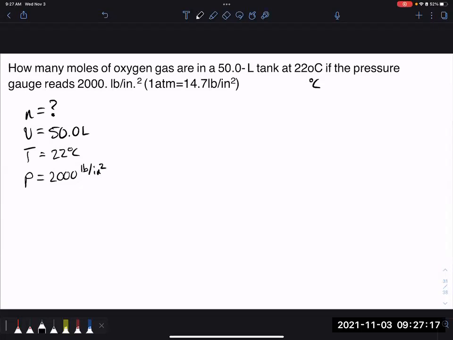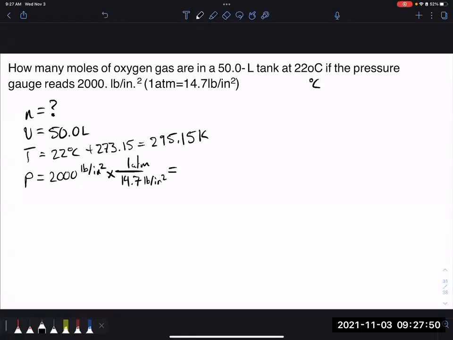Okay, so we're going to convert PSI into atmospheres. We'll multiply by 1 over, so 1 atmosphere per 14.7 pounds per inch squared. And then we're going to convert our temperature as well, adding 273.15, which will give us 295.15 Kelvin.